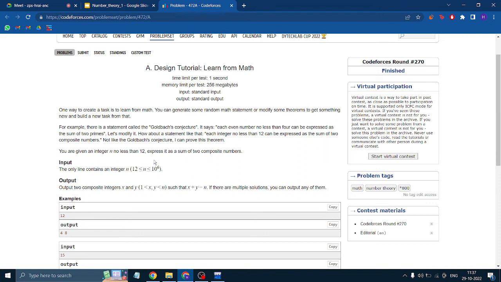So 4 is a composite number, right? And the number is always greater than or equal to 12. So the other number will be 8, 10, 12, like that. So it will always be an even number, which is greater than 2, so it will always be a composite number. So we'll have our two composite numbers if we take 4 and n minus 4. Similarly, can you figure out the number if n is odd?